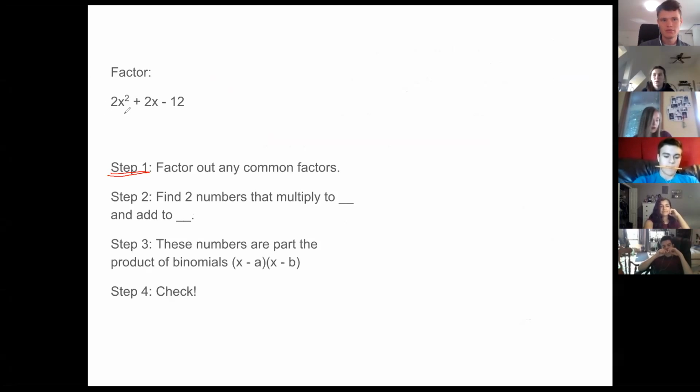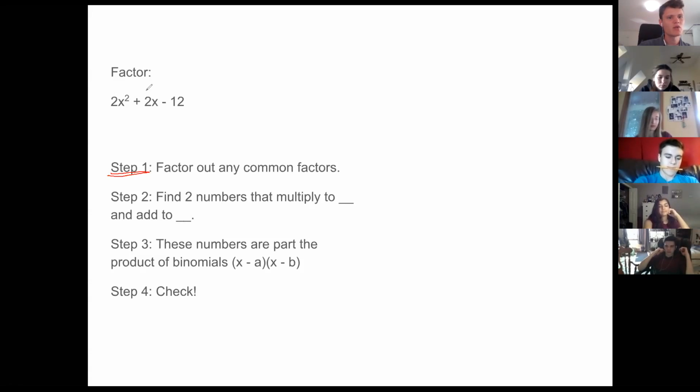So looking at this one, we see that we have a common factor between our three terms. What is common between 2x squared, 2x, and negative 12? What's common between here, here, and here? What's a common factor? 2, says me. 2. Yeah, so that means that we can rewrite this as 2 times x squared plus x minus 6.